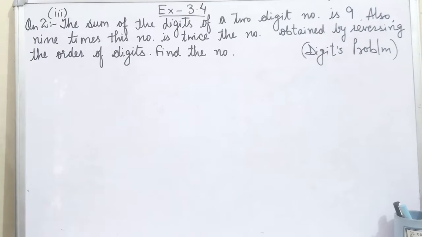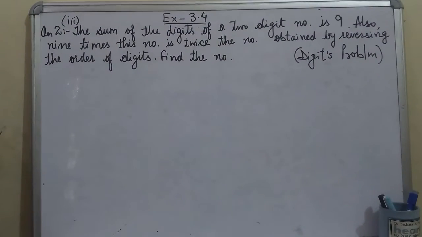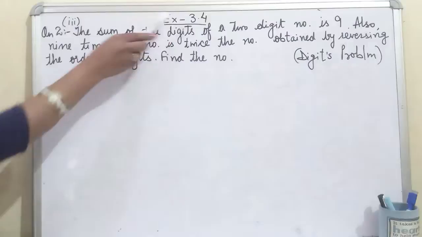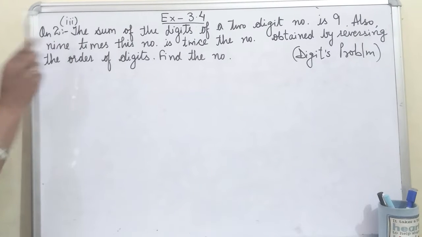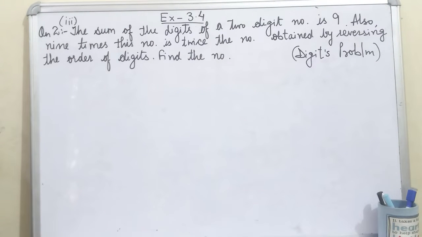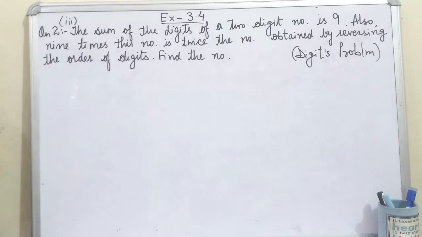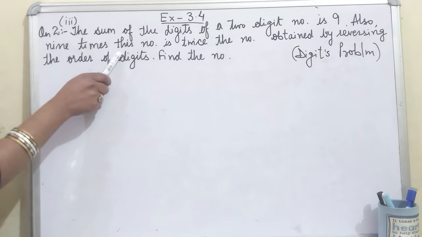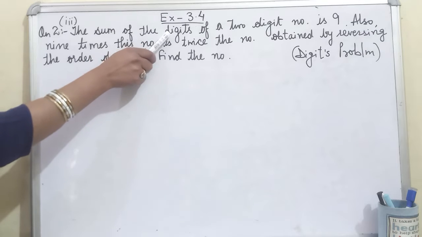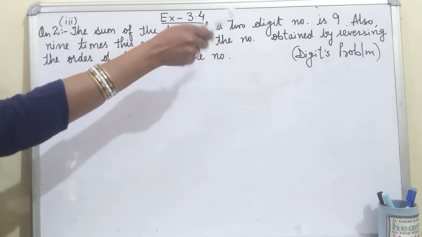Okay, next I'm taking the problem related with the digits. I'm taking here exercise 3.4, question number 2, part number 3, so that you will get how we have to solve a question containing this kind of conditions. So here it is talking about a two-digit number, the sum of the digits of a two-digit number.